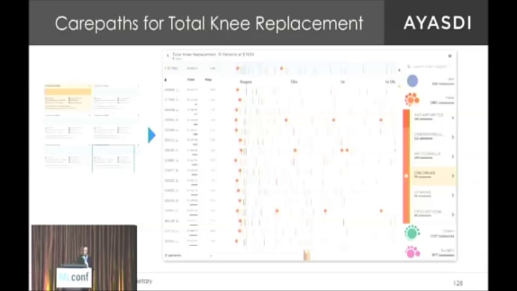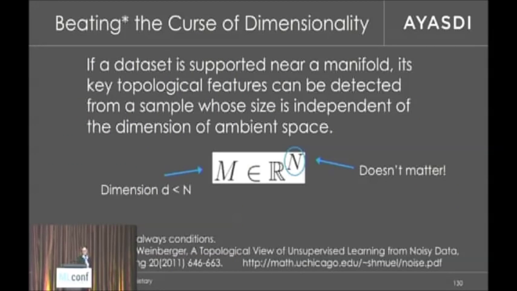So to close out, I want to go back to the world of the theoretical and talk about one more advantage of thinking topologically. There's an asterisk here because I'm a mathematician and I can't quite bring myself to say beating the curse of dimensionality without an asterisk. But it is giving you a different way to think about the curse of dimensionality.